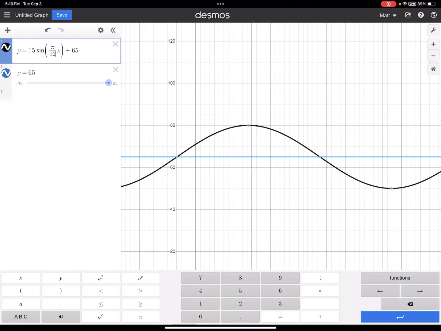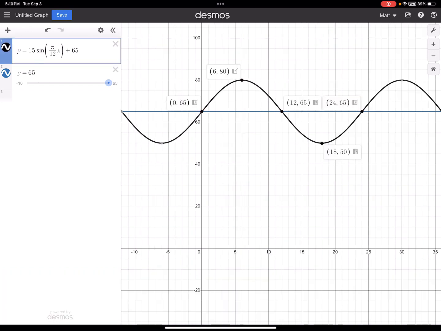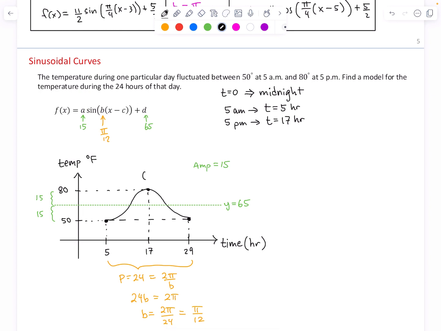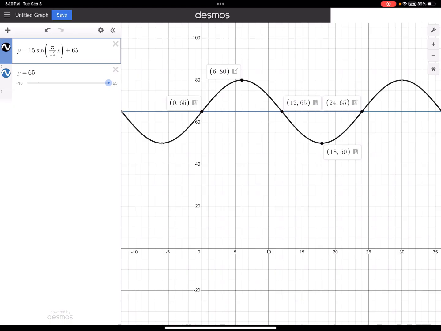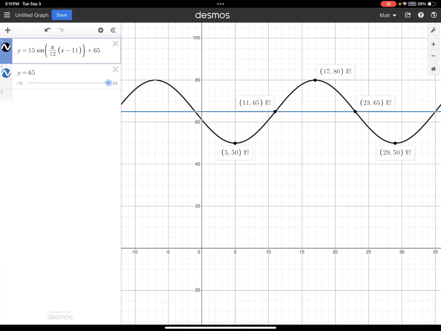Now let me change my horizontal scale and change my step sizes back to whole numbers. All right, currently we have a maximum at the point (6, 80). But we know we want that to be located at (17, 80). So I would need to move the point (6, 80) to the right 11 units. So where the x is, put it in its own set of inner parentheses and move right 11 units by putting minus 11. And we produce this graph, which you can now use to predict temperatures at other times.